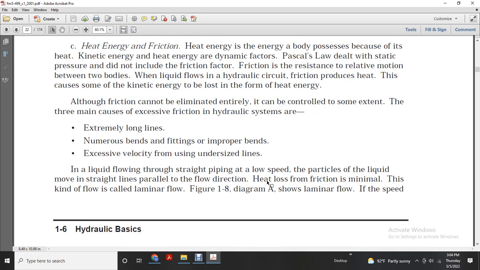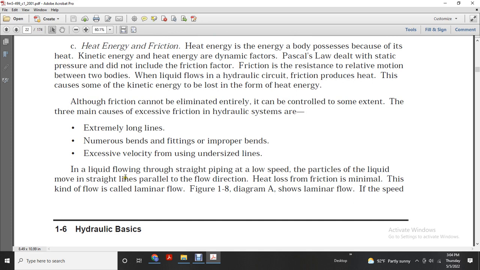Although friction cannot be eliminated entirely, it can be controlled to some extent. The three main causes of excessive friction in hydraulic systems are extremely long lines, numerous bends and fittings, improper bends, excessive velocity from using undersized lines, and liquid flowing through straight piping at low speed.